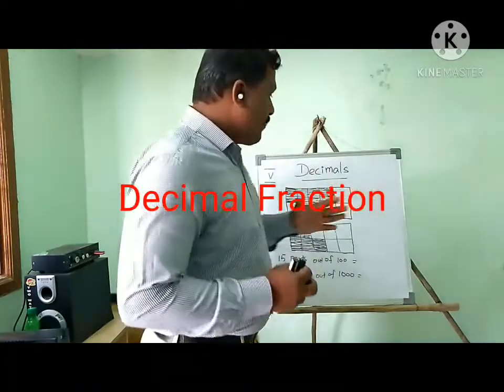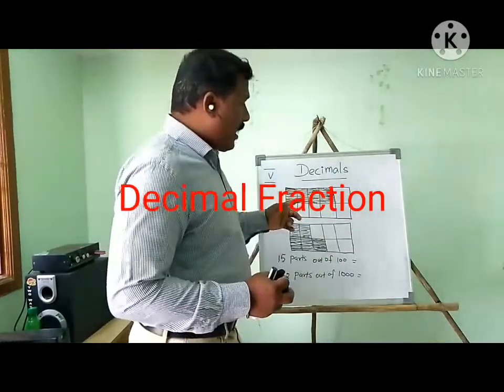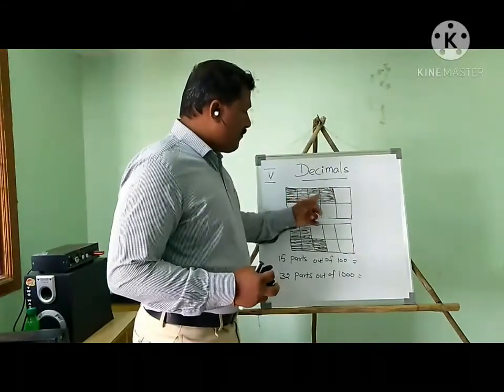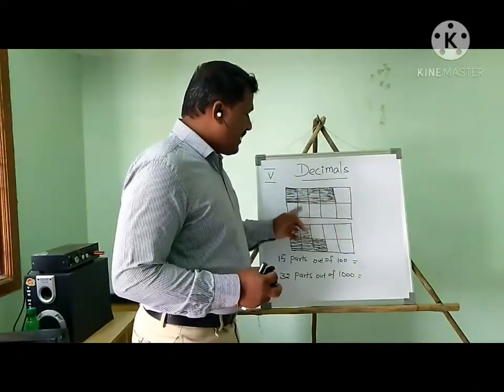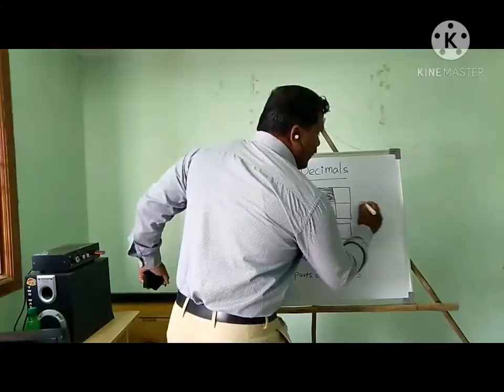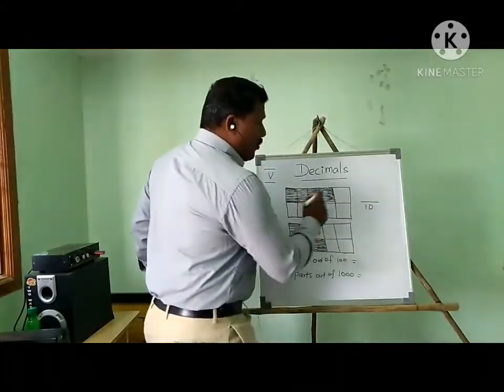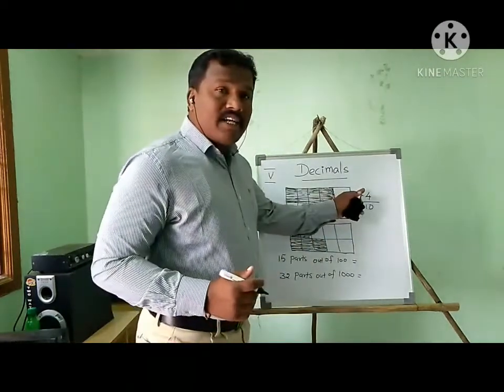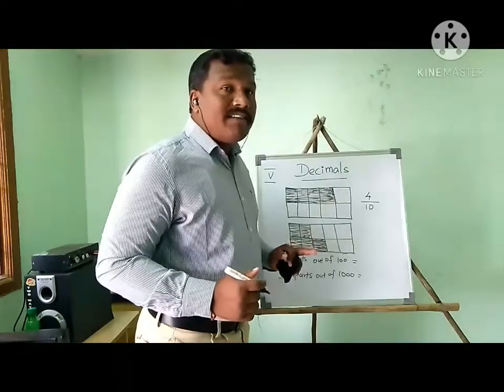Using some examples. If you look at this diagram, how many parts in total? If you notice, 1, 2, 3, 4, 5, 6, 7, 8, 9, 10. The total number of parts is 10. Out of 10, how many parts are shaded? Only 4 parts are shaded. Okay. So we can read this as 4 by 10 or 4 upon 10.